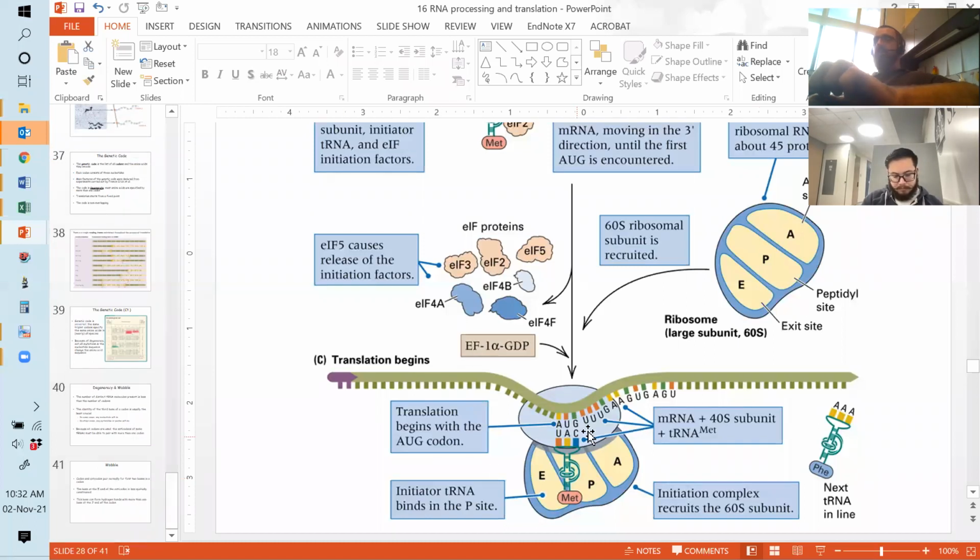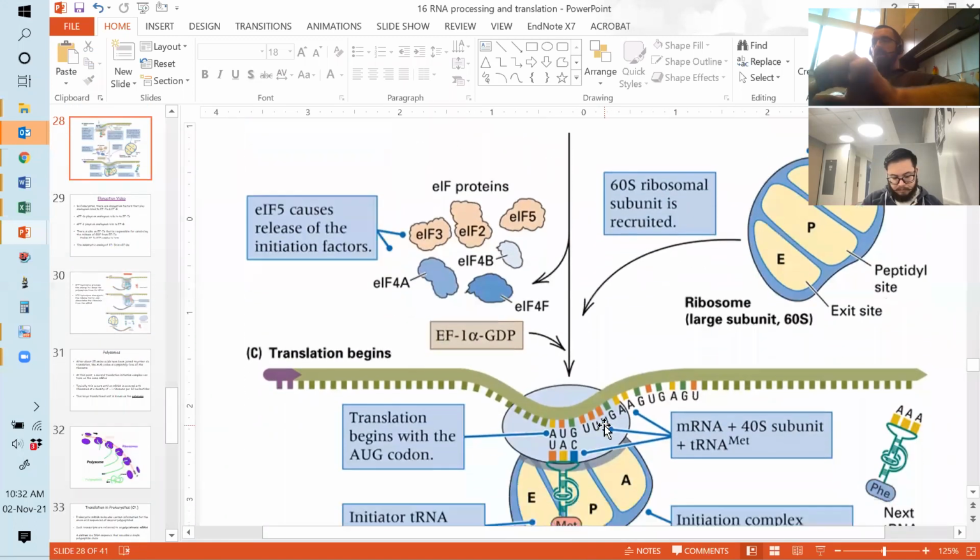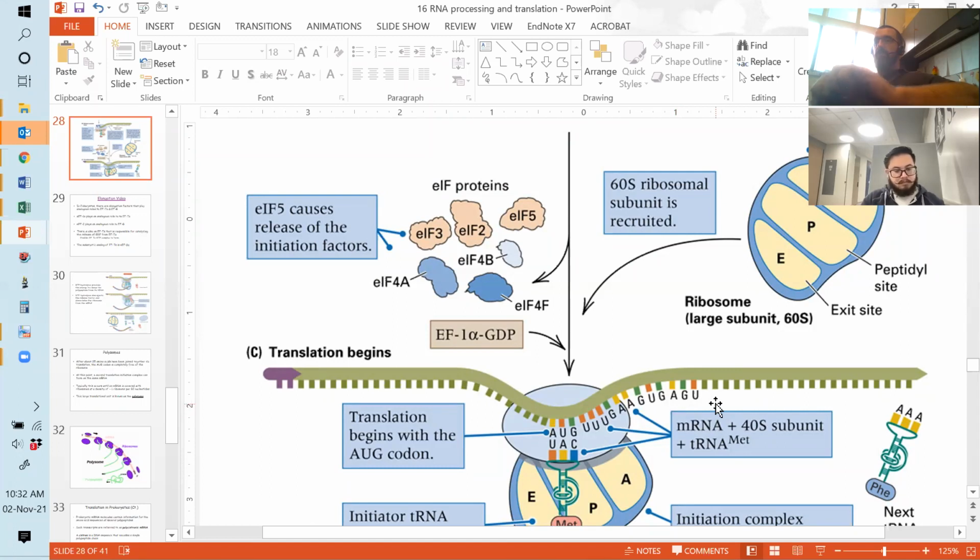So if you introduce a base, or if you remove it, you change that reading frame. So if you removed that U, we're looking at just here. If you remove that U, then the reading frame would now be UUG, AAG, UGA, GU something. That's called a frame shift mutation, and that is bad.